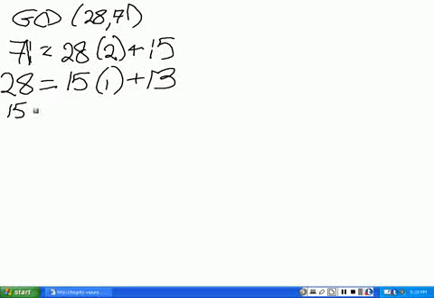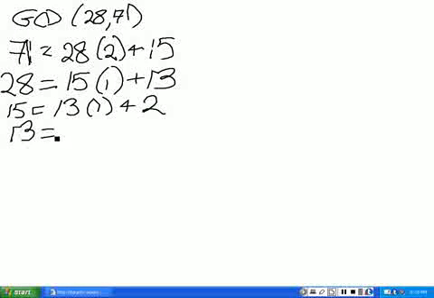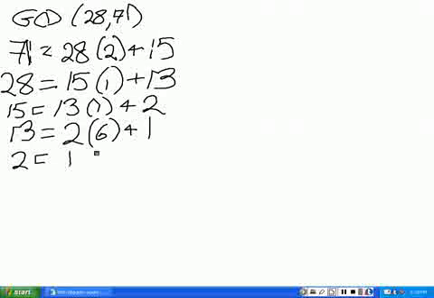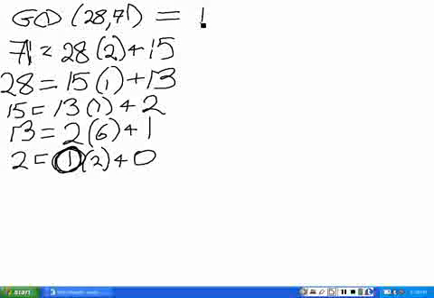Okay, well, I move the 15 down. How many times does 13 go into 15? Well, only 1. And then how many times does 2 go into 13? Well, that's going to be 6 plus 1. And then how many times does 1 go into 2? Well, that's 2 plus 0. So that's the GCD. 1.